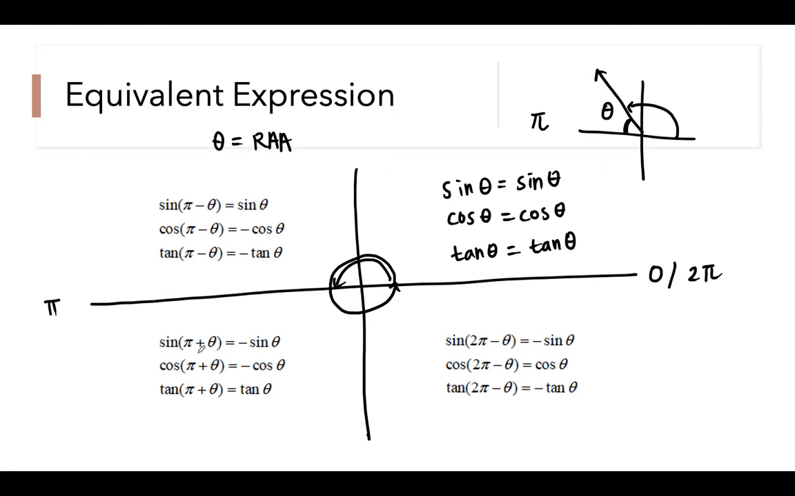Now, in quadrant 3, you will notice that it's pi plus the related acute. Again, it's 180 degrees all the way here, plus my related acute. That's where you get the equivalent expression. And if it's in quadrant 4, that means it's going to be 2 pi minus the related acute, because it's going to be 360 minus the related acute in this case, and that will give you the equivalent expression.